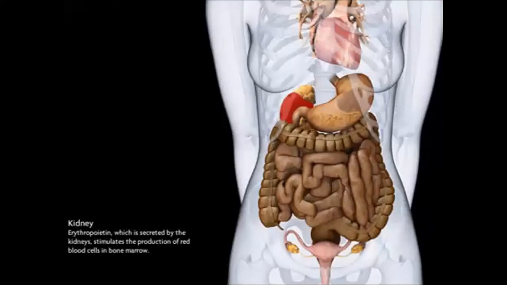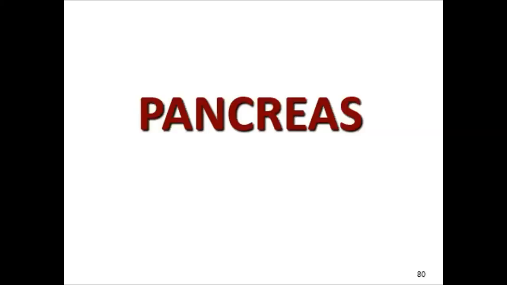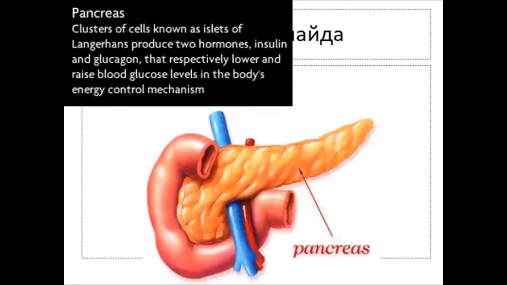Kidney. Erythropoietin is secreted by the kidneys and stimulates the production of red blood cells in the bone marrow. In the pancreas, clusters of cells known as islets of Langerhans produce two hormones, insulin and glucagon, that respectively lower and raise the blood glucose level, an energy control mechanism.